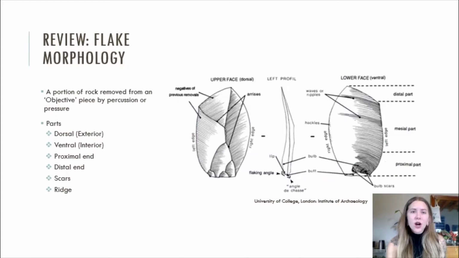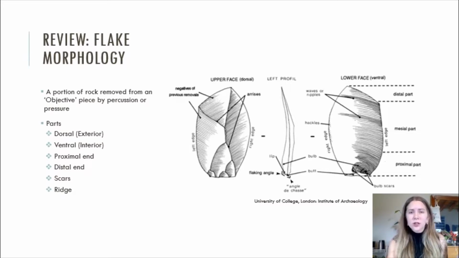Additionally, here are the parts of a flake. Remember that the dorsal face is the exterior side or the back of the flake, and the ventral face is the interior side or the belly of the flake. The proximal end refers to the end of the striking platform and can be identified by the butt of the flake as well as the bulb if it's present.